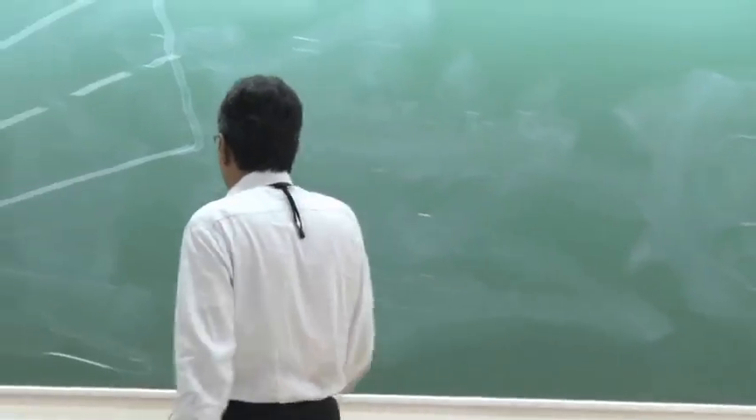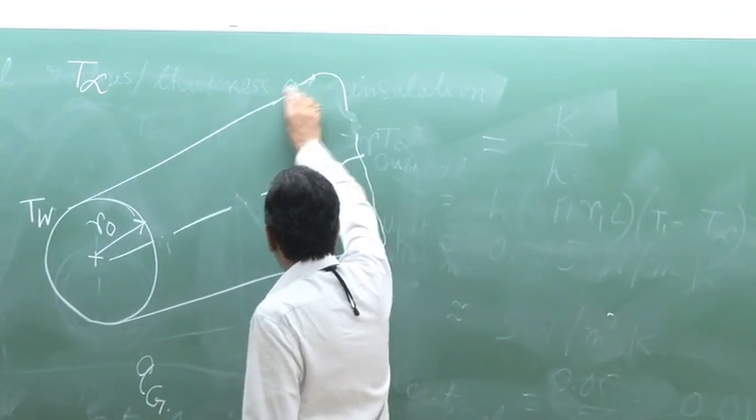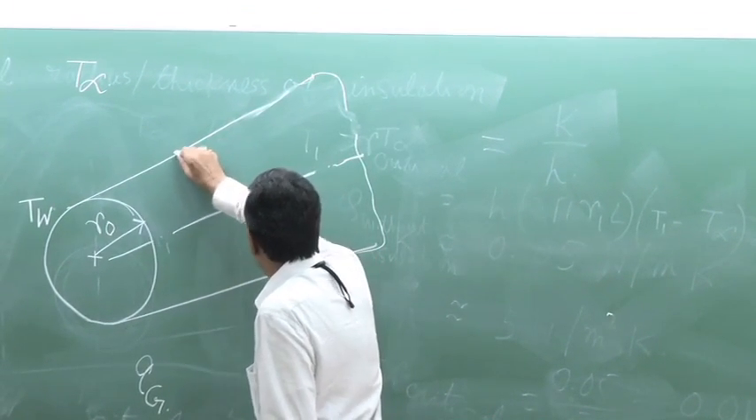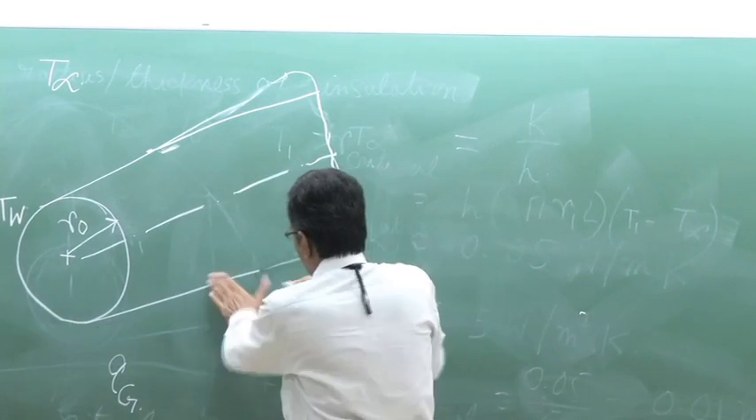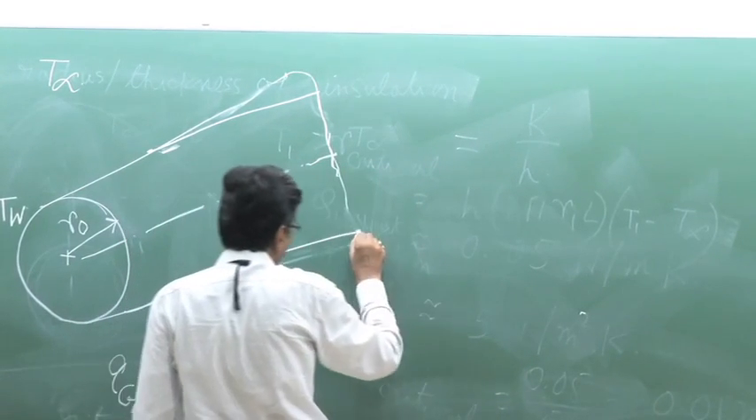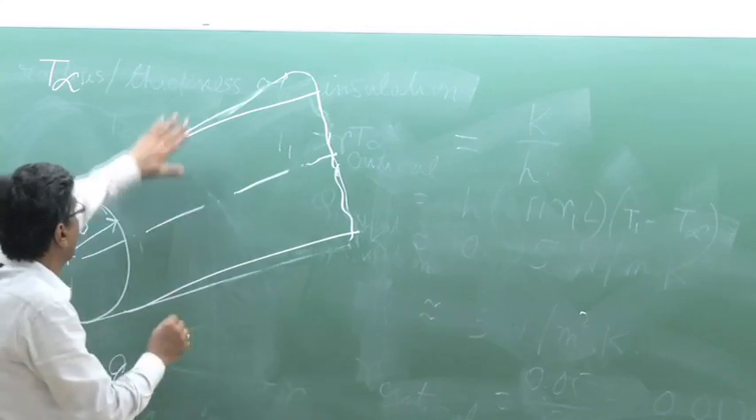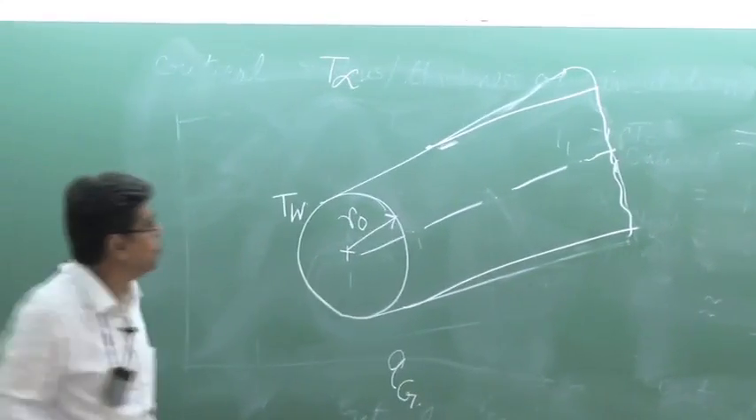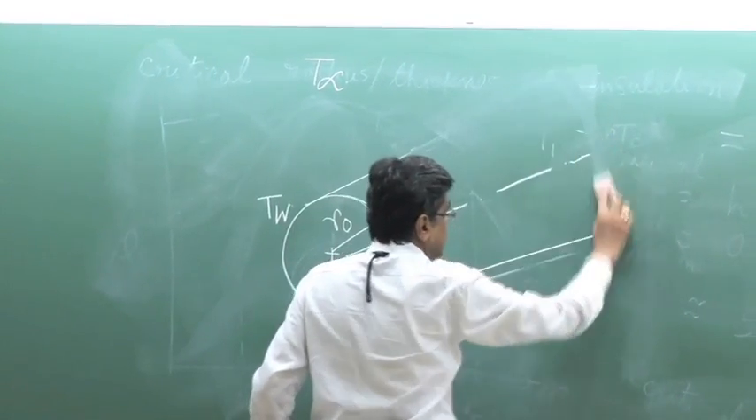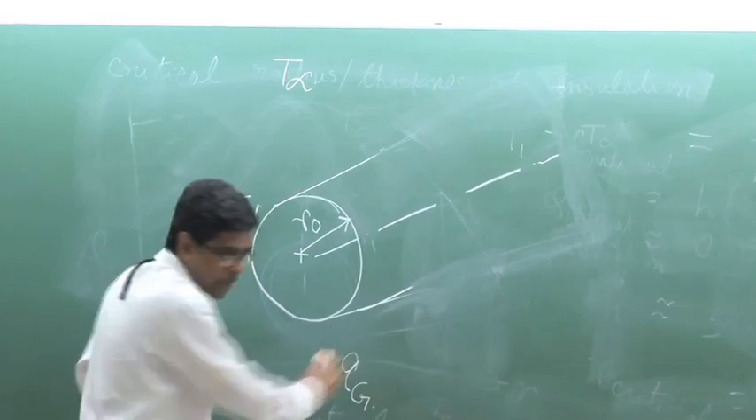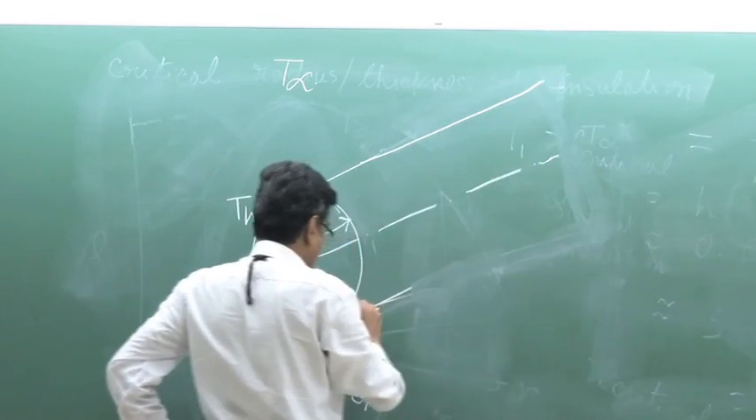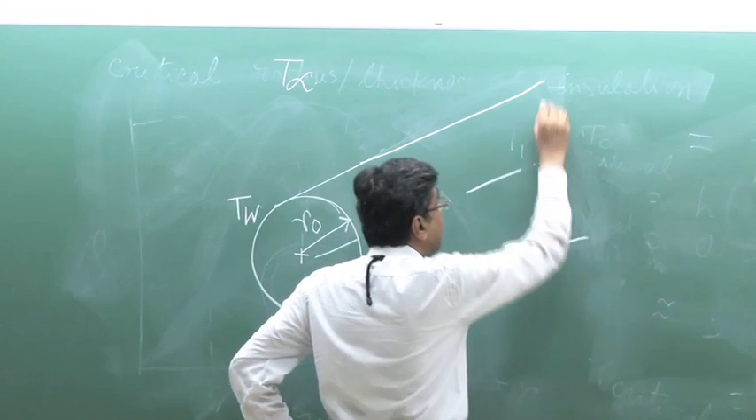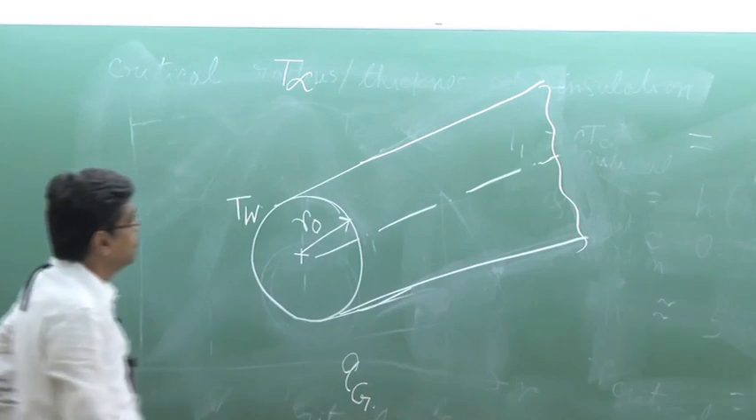So this is, my drawing is very bad. This looks like a divergent. Sorry. Sorry, let me draw it. This looks like a divergent. Okay.